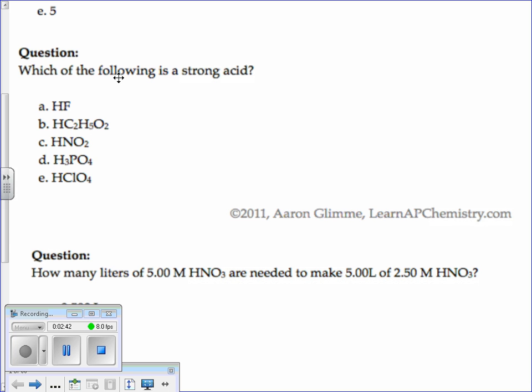All right, so we know that C is correct because it's one of the 6 strong acids. You gotta know your 6 strong acids.